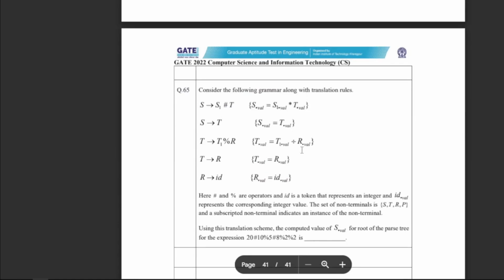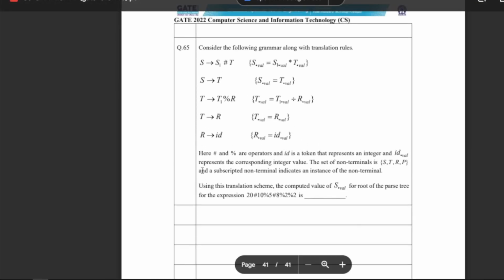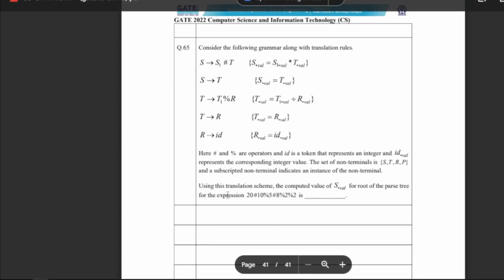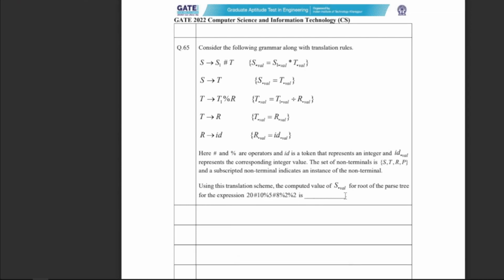Now consider the following grammar along with the translation rules. Okay, so this is the grammar given here. Hash and percentage are operators and ID is a token that represents an integer, and ID value represents the corresponding integer value. The set of non-terminals is the set of expressions, and a subscripted non-terminal indicates an instance of the non-terminal. Using this translation scheme, the computed value of the attribute for the root of the parse tree for the expression given is, so for this the answer is 80.